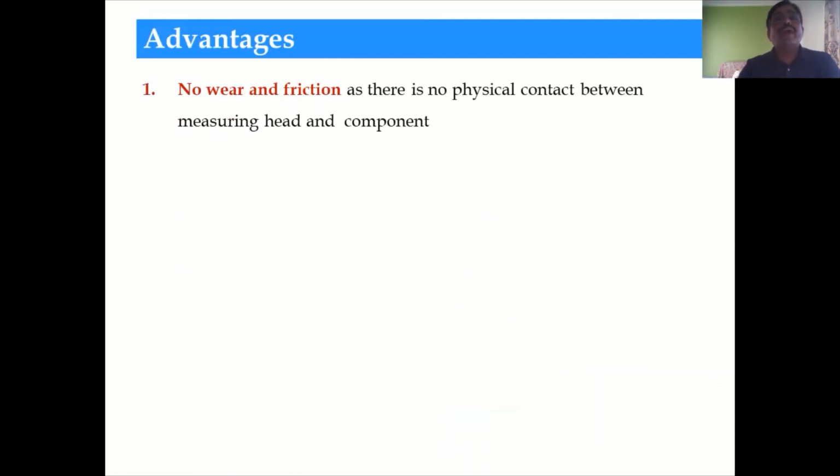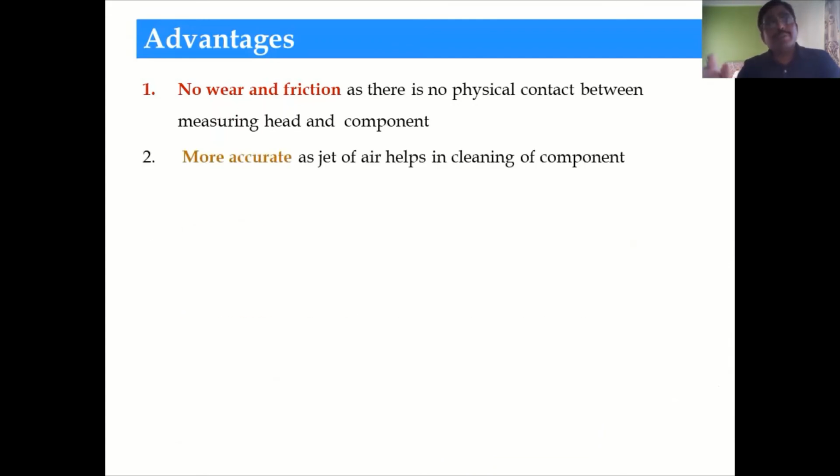Advantage: no wear and friction, as there is no physical contact between the measuring head and the component. When we are inserting the gauge into the component, there is no direct contact, so there will be no wear and friction. More accurate. Why is it more accurate? Because of that measuring head or jet, the component gets automatically cleaned, and naturally the accuracy increases.